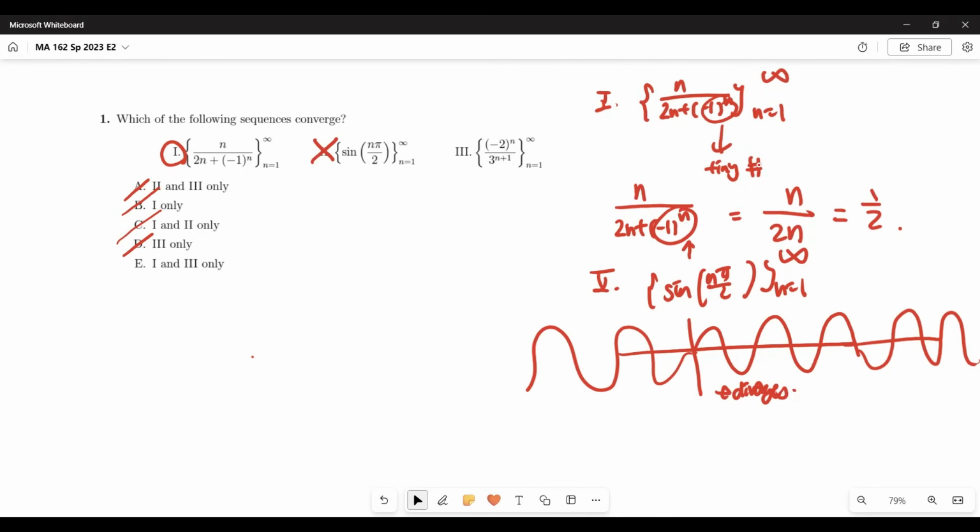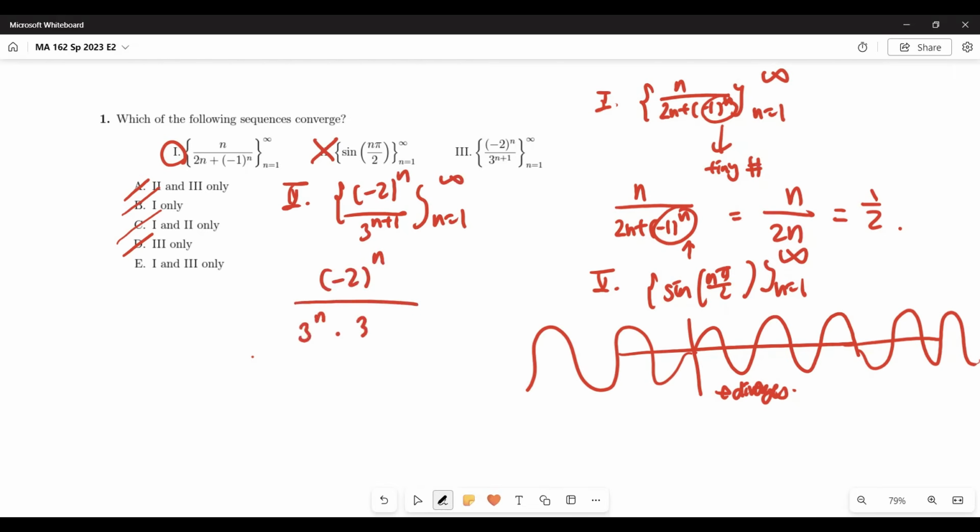But we can check the 3. Right. 3 is negative 2 to the n's power over 3n plus 1, n equals 1 to infinity. So you can write this as negative 2 to the n's power over 3n times 3. I'm just separating 3n plus 1 into 3n times 3. So we have that. And then if you look at this, negative 2 to the n's power and 3 to the n's power, you can group that as negative 2 over 3 to the n, times 3, right?